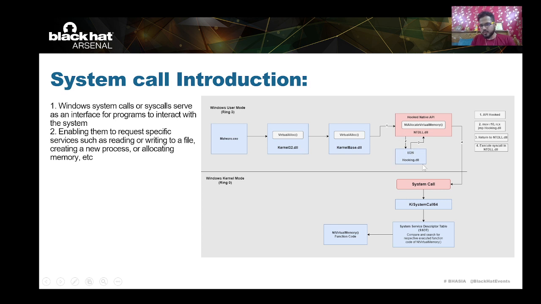Then if EDR is present and it is hooking it, the control flow would move to the EDR hooking DLL. Then it checks whether it is malicious or not, the same thing which we talked about earlier. If it is malicious, then it would terminate. If it is not, then it would return back to the same NT API. Then it would call the system call and do its own stuff.